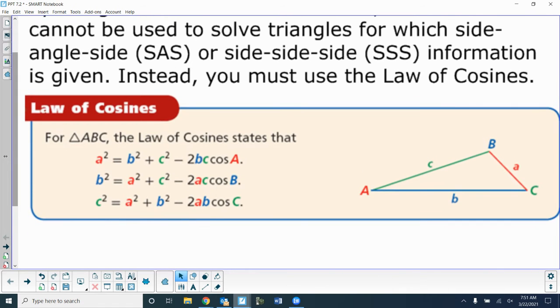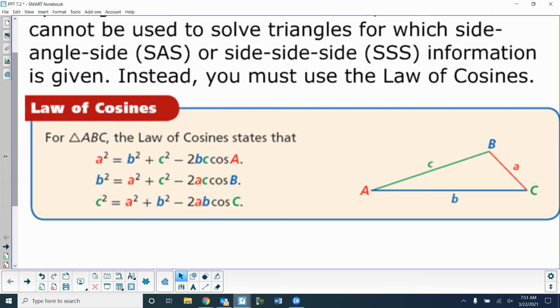So here's the law of cosines. If you're looking for side A, you use this one. Or if you're looking for angle A, you'll use this one. If you're looking for side B or angle B, you'll be using this one. And if you're looking for side C or angle C, you'll use that one. But they're all basically the same. They just kind of interchange with each other.